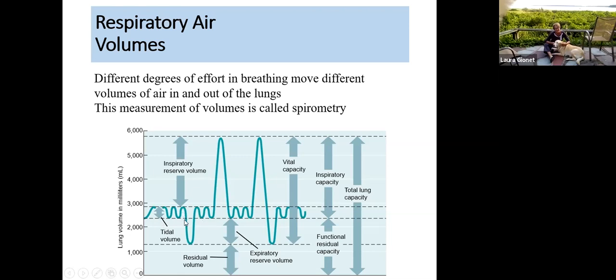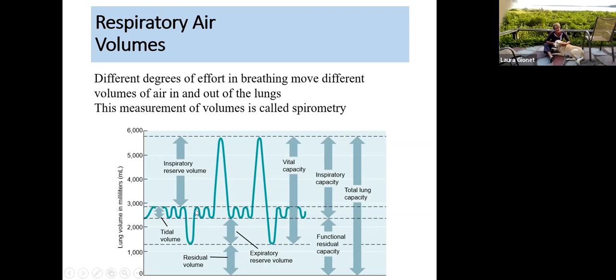If I asked you to exhale as much as you can, the next time you exhale, force as much gas out of your lungs, that would represent that lower green wave, called your expiratory reserve volume. And that's where the green arrow is showing, from the bottom of that dotted line to the next dotted line, that is considered your expiratory reserve volume.